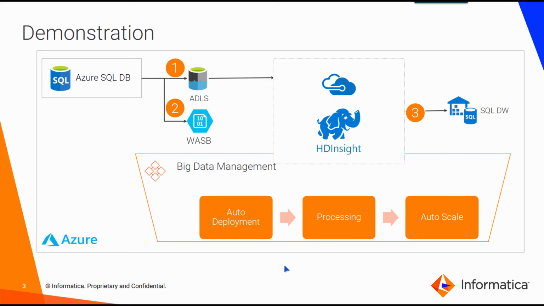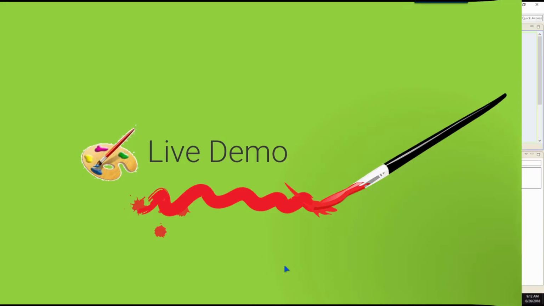ADLS. Once the data is ingested into both of these, I'm going to have another mapping that's going to read both of these data, one in WASB and one in ADLS, join them and write them to Azure Data Warehouse by leveraging HD Insight's compute power. And then I'm also going to show you the capabilities that we have for auto deployment, processing, as well as auto scale. Let's get to a live demo.